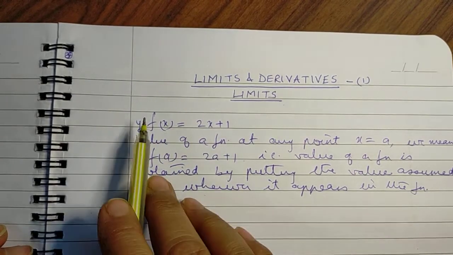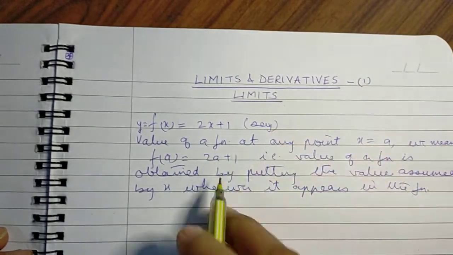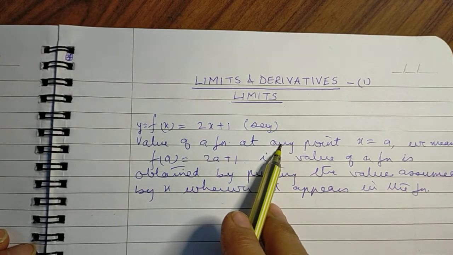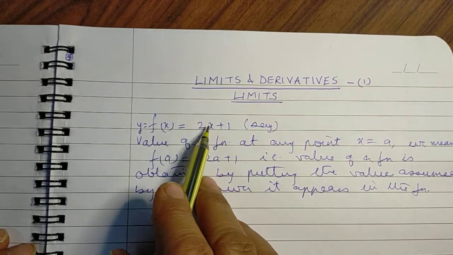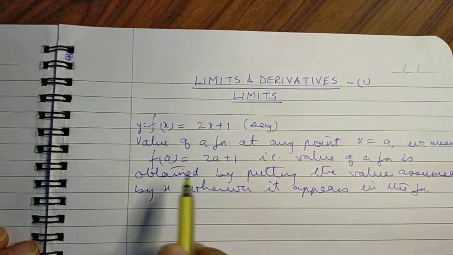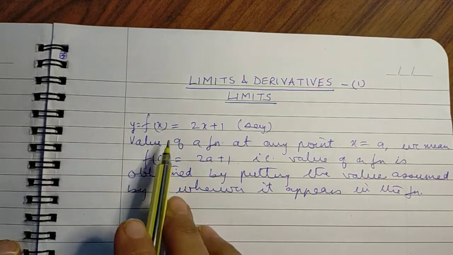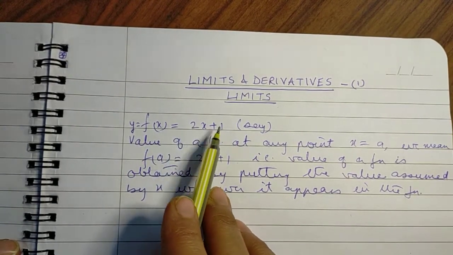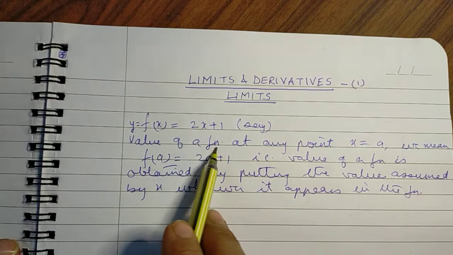As we all are aware, given any function y equal to f(x), let us say it is equal to 2x plus 1. If we have to find the value of this function at any point x, then that value is obtained by substituting that particular value of x in the function wherever it appears. That is, if you want to find the value of the function at x equal to a, then we write it as f(a) and the value comes out to be 2a plus 1. That is, it is obtained by substituting x equal to a in the function wherever x appears.